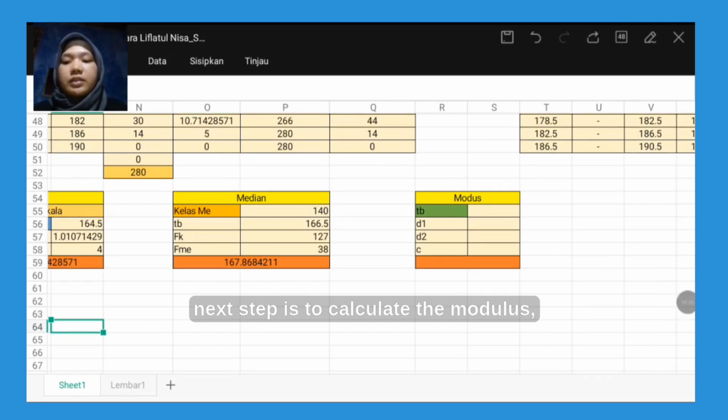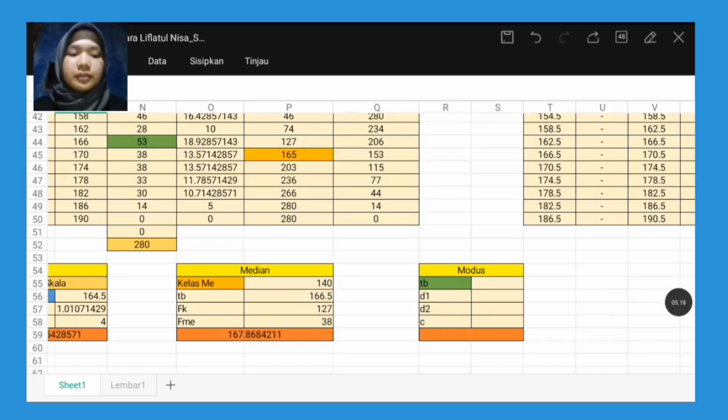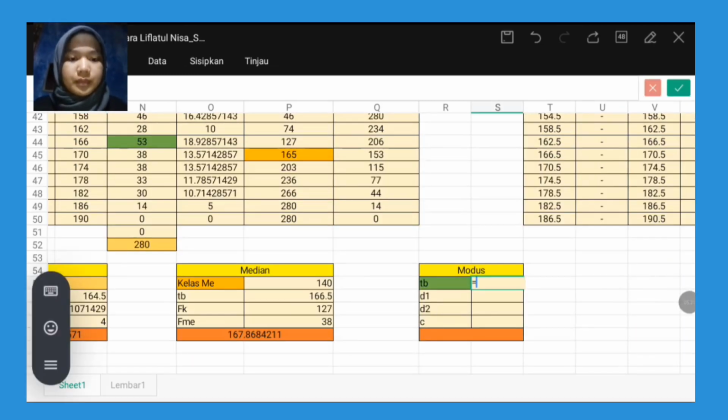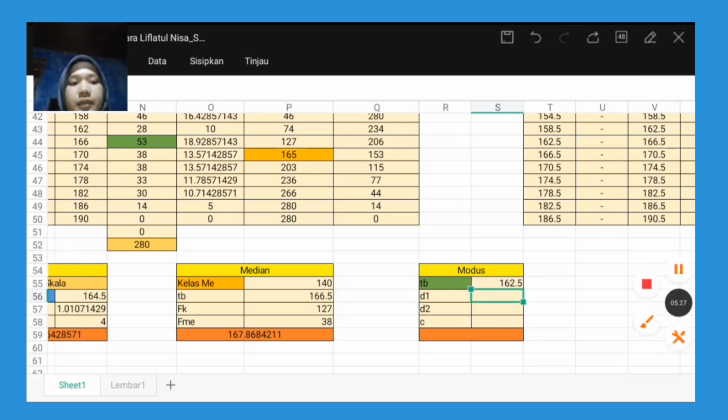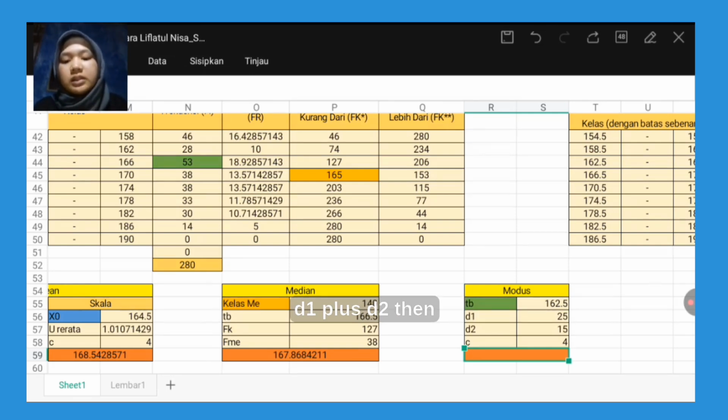The next step is to calculate the modulus. First, we look for the lower edge of the modulus class, where the modulus class can be found. Let's start with the formula of the lower edge of the modulus class plus d1 divided by d1 plus d2, then multiplied.